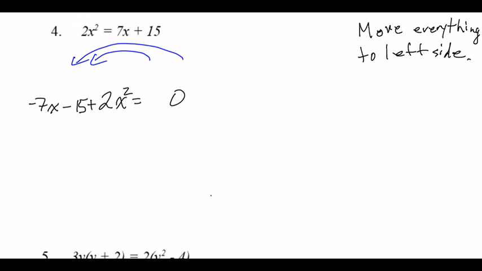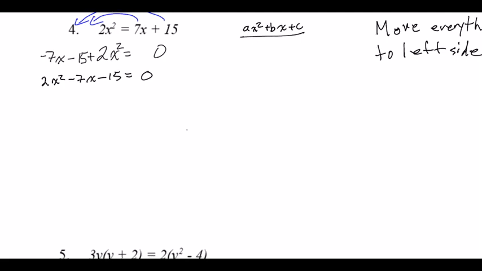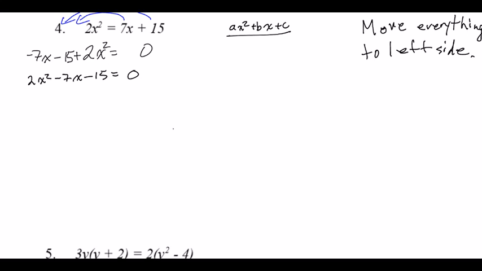Now, what we're going to do on the left side is rearrange everything into something we understand. Remember, all our equations must look like ax squared plus bx plus c, right? So we're going to rearrange the left side to look similar to this. So now we're going to have 2x squared minus 7x minus 15 equals 0. Based on that, we have a difficult factoring polynomial.